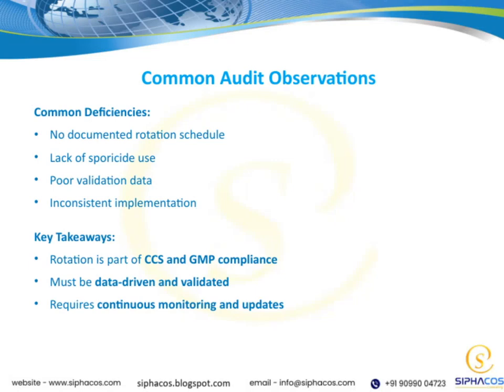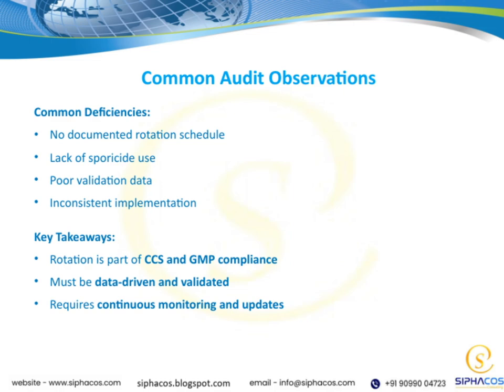Let's take a closer look at some common audit observations we often encounter. One major issue is the absence of a documented rotation schedule. This can lead to inconsistent practices and make it difficult to verify that proper procedures are followed. Another point is the lack of sporicide use, which is crucial for effective sanitation and preventing contamination. We also frequently see poor validation data, which raises concerns about whether processes are truly effective and reliable. Additionally, inconsistent implementation of procedures can undermine overall compliance and quality.